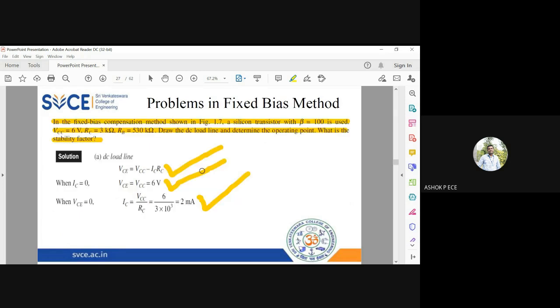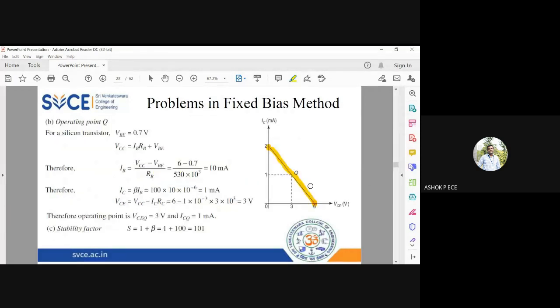For the DC load line, we are going to use the collector side KVL equation only: VCE equal to VCC minus ICRC. You have to put two cases for marking the endpoints. One is apply IC equal to 0, which is your open circuit condition. Put VCE equal to 0, which is your short circuit condition. So find the endpoints of the DC load line: 6 volt and 2 milliamperes. So you are marking that.